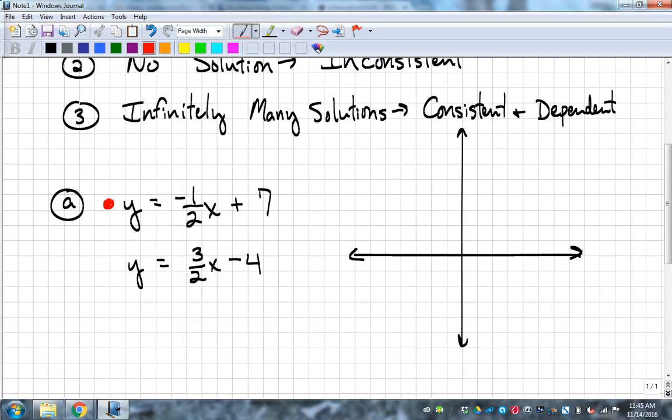So where do I start with this one? At 7 on the y-axis. So 1, 2, 3, 4, 5, 6, 7. There's my first dot. And then how do I count that slope? Down 1, right 2. Down 1, right 2. If you wanted to, you could go up 1, left 2. Same thing, okay? And we're just going to draw that line. Try to follow that and be as precise as you possibly can.